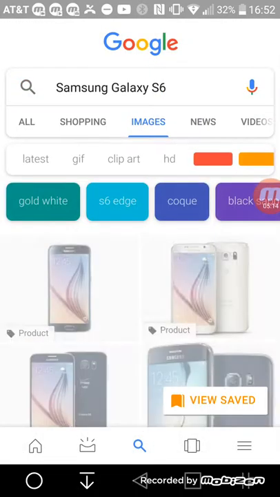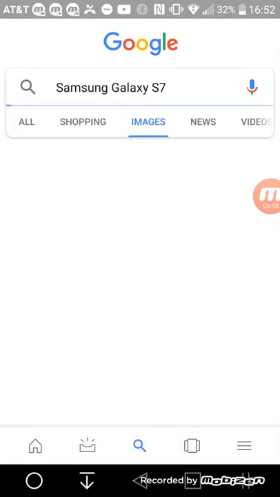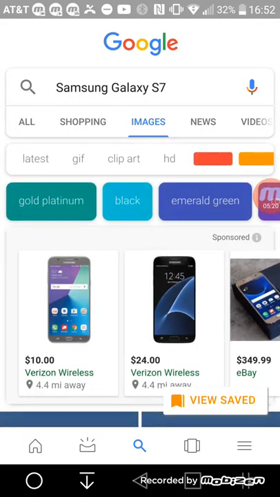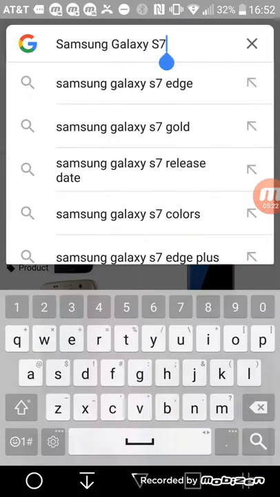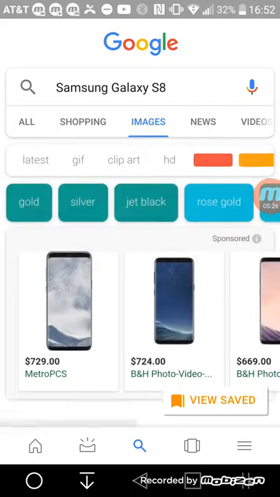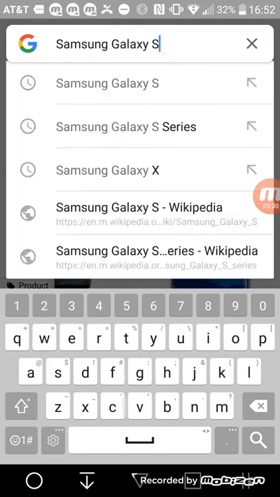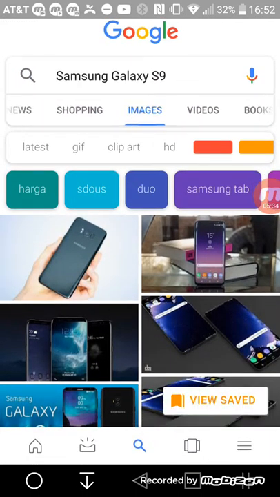This is the Galaxy S6. Galaxy S7. And I remember the commercial for that phone, the S7, the Galaxy S8. Now, next year will be the Galaxy S9 to launch next year.